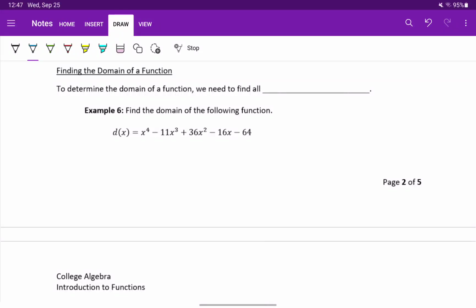We can also find the domain of a function just by investigating the expression or the equation itself. In order to do that, we need to look at the expression we're given and find all restricted values.